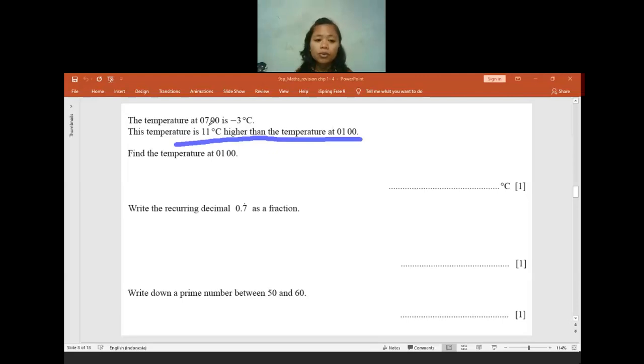It's higher. I think it is negative 14 degrees Celsius. Negative 14 degrees Celsius, right? That's correct, negative 14. Is there anyone who gets confused? Read the question properly. No one. Okay, this temperature is 11 degrees higher than the temperature at 1 o'clock. So it means at 1 o'clock the temperature is colder. That's why I do negative 3 minus 11, which equals negative 14. Is there anyone who gets confused?